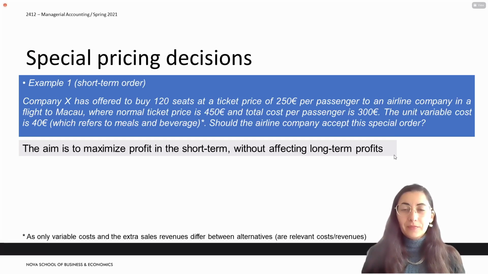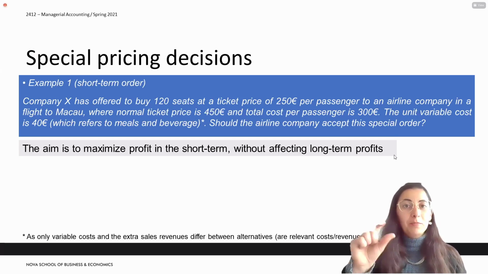Sorry, I have a few questions. In this example, company X offers to buy for 250 and the airline usually sells them for 450. The total cost per passenger is 300. So the question is, should they do it? But 250 is lower than 300, so I don't really understand your question.